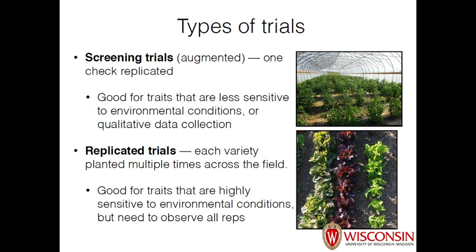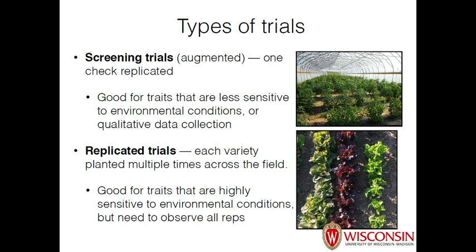So screening trials, you have one check variety that's replicated. This should be the variety that you are relying on in your normal production or trying to replace. It should be a variety you know well. And screening trials may be all you need for traits that are less sensitive to the environment. So color, if you want to find the carrot that has the deepest orange color, for example. Flavor has a little less variation from one side of a field to the other, although it is sensitive to weather conditions. Things like that, you may only need to do a screening trial.